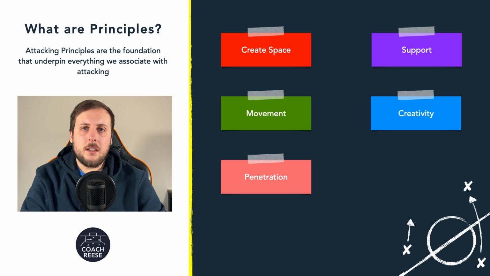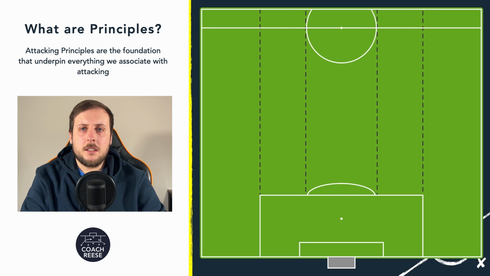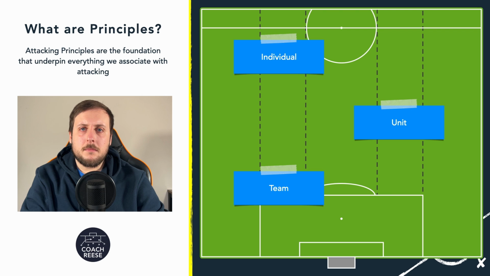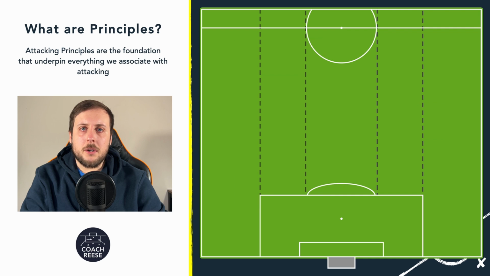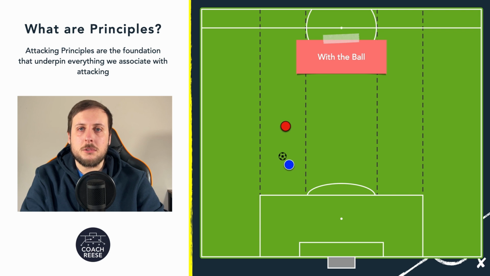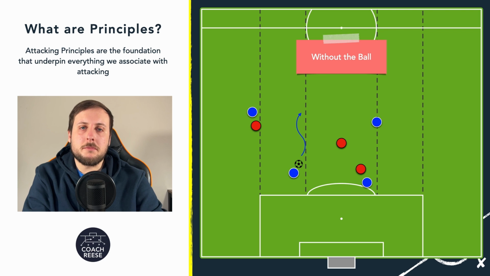So when we're thinking about creating space, we can firstly create space as an individual, as a unit, and as the wider team. We can create space with the ball, so it might be a player dribbling or just travelling with the ball. And we can create space without the ball, so it might be a player making a run which engages a defender, which opens up some free space elsewhere.